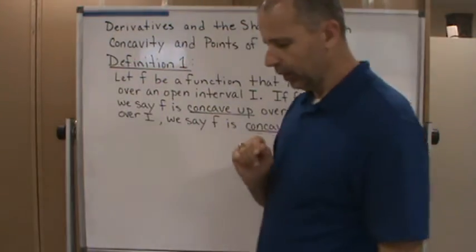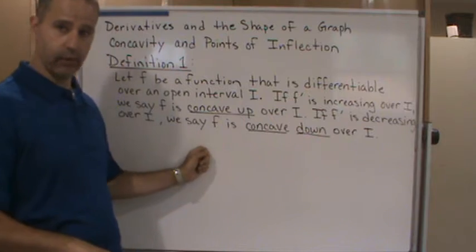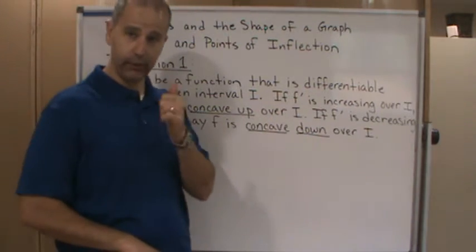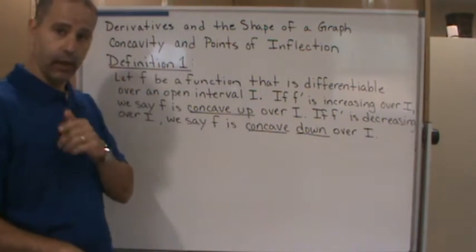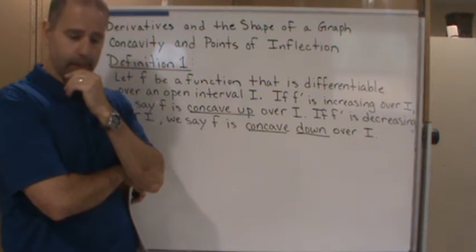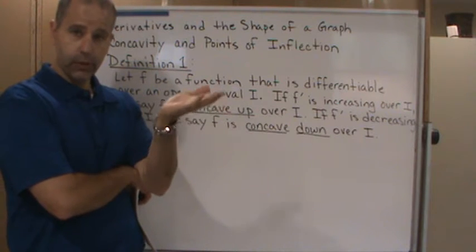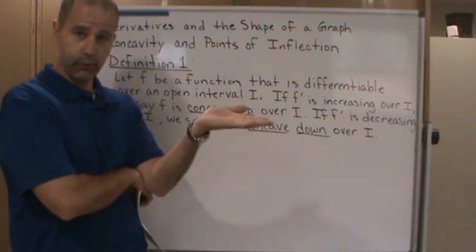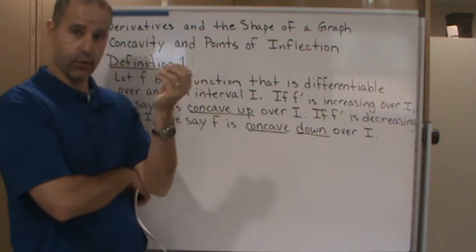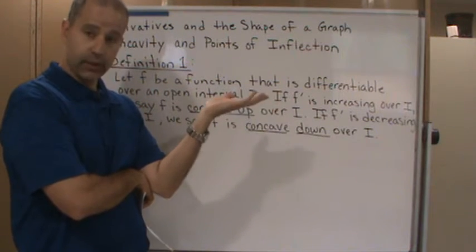Well, we can look at the derivative. So we know that a function is increasing, right? If we use corollary 3, remember corollary 3 of the mean value theorem, right? If the derivative is positive, we know that the function is increasing. If the derivative is negative, we know that the function is decreasing.